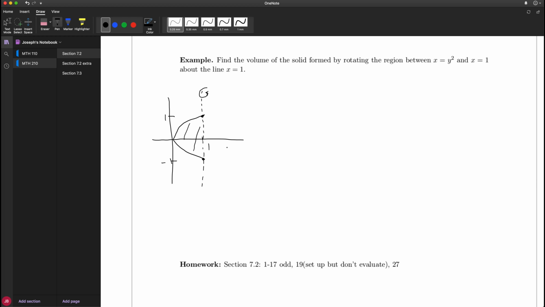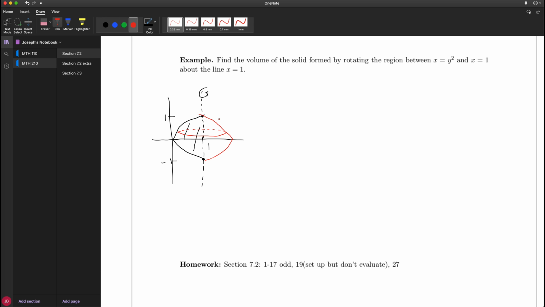Okay, so the picture we get is something like this, and you'll notice this is, I guess, the big idea here. You'll notice we no longer have a washer class, we actually just have a disk. So we can just use disk method. There is no outer and inner radius here. Notice that this cross-sectional region here is just a disk.